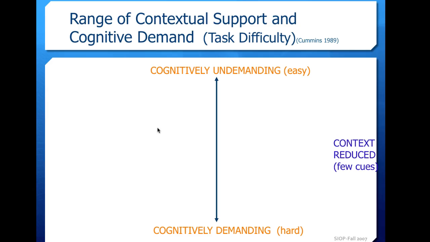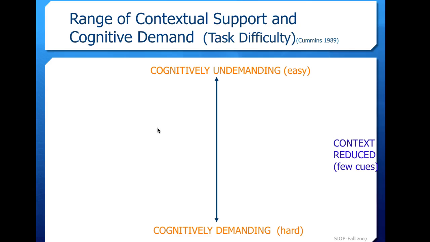So cognitively undemanding means it's easy. I say 2 plus 2, you say 4, I hope. And it is on a continuum to cognitively demanding, which is hard. The square root of 195. That's extremely hard. I'd have to really sit down and work that one out. So context reduced means there are few cues.